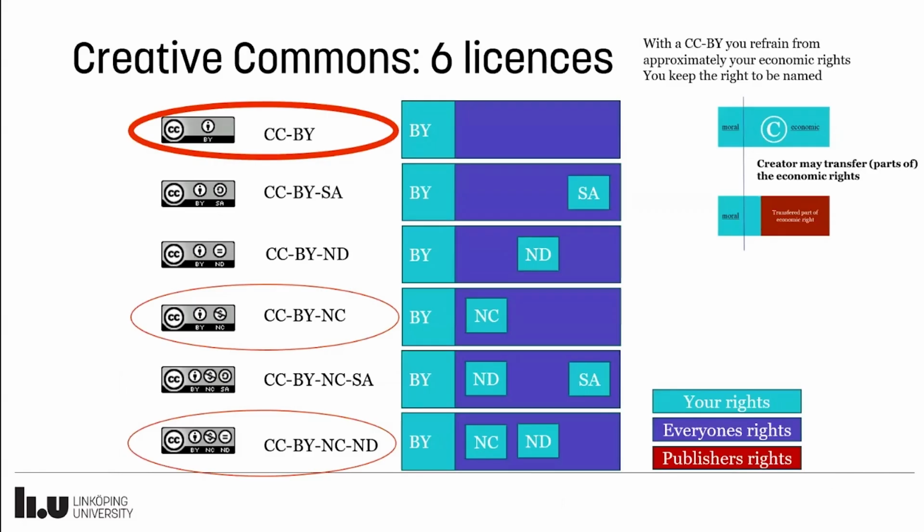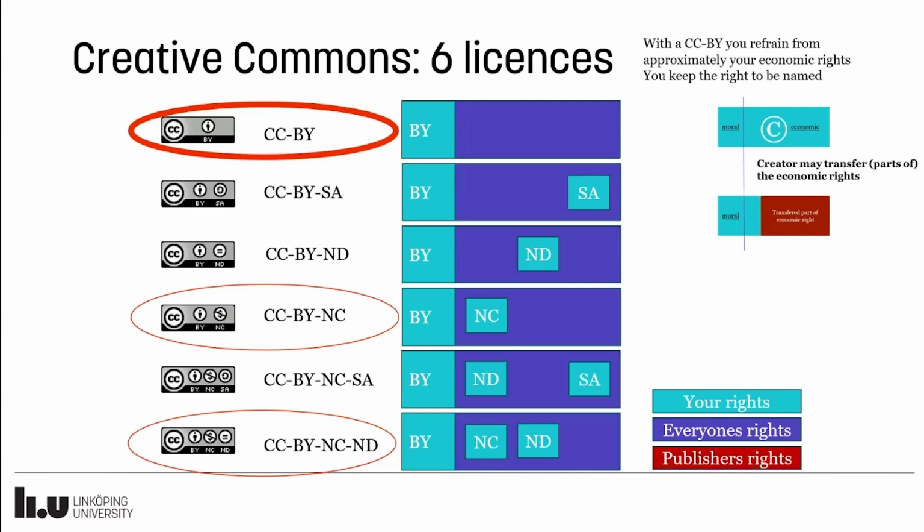So I talked a lot about and showed a lot about different letters jumbled together, these Creative Commons licenses. So basically there are 6 different licenses, and 3 of them are often offered when you publish in academic journals. CC BY, CC BY non-commercial, and CC BY non-commercial non-derivative.